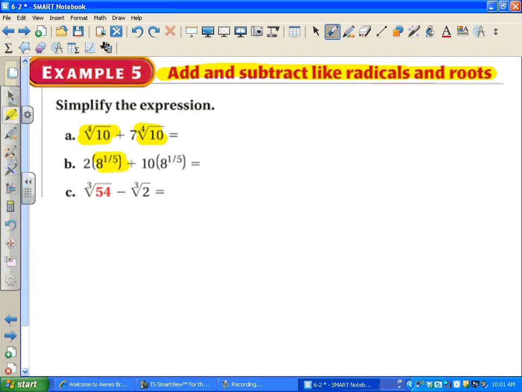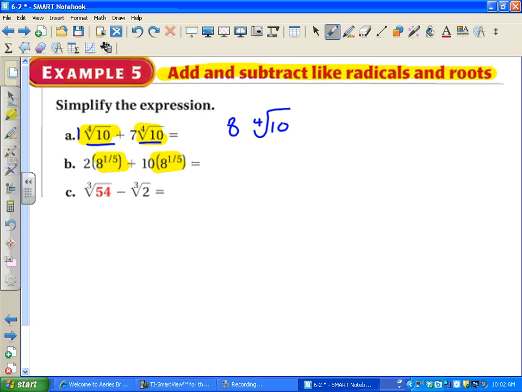Like terms stay alike. And you do the operation on the outside. In this case, that is the fourth root of 10 plus 7 fourth root of 10. The answer is going to be 8 fourth root of 10. The like term stays the same, and you do what it asks you to do, 7 plus 1.